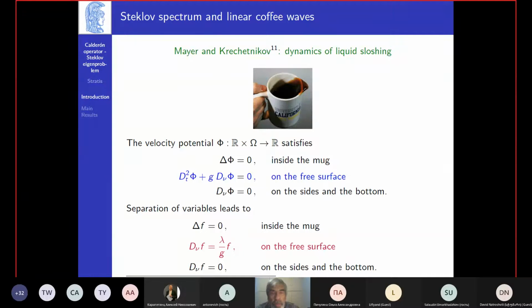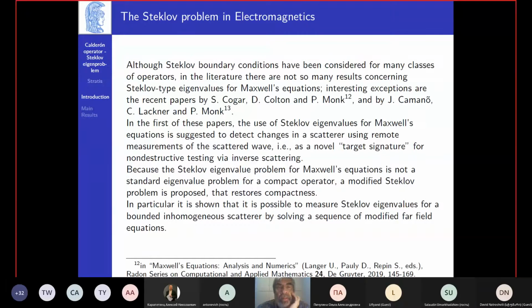If we separate variables, this leads to trying to find a harmonic function inside the cup, with the Neumann condition on the sides and the bottom, and on the free surface to have this magenta boundary condition, which is clearly a Steklov type condition. So even in this everyday problem, there appears the Steklov eigenproblem.